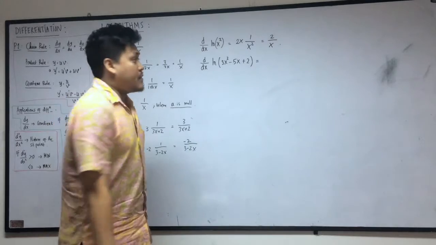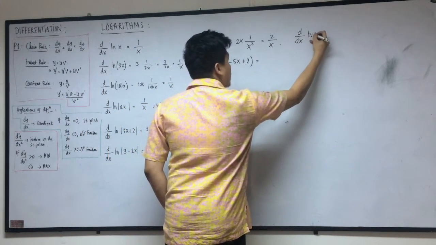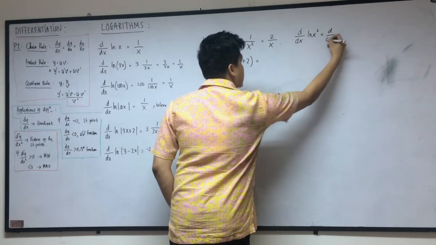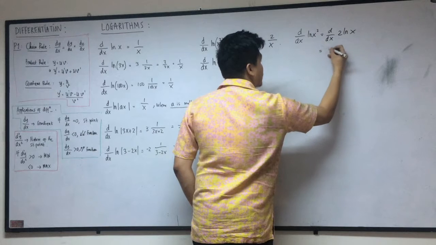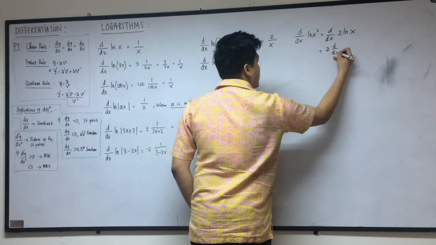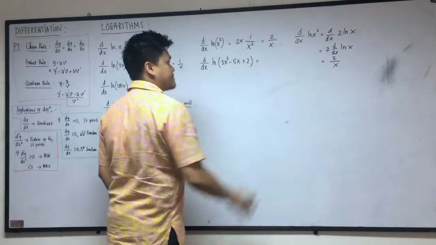Another way of doing this is, hey, this is the same as 2 ln x. So that's going to be the same thing. Okay?